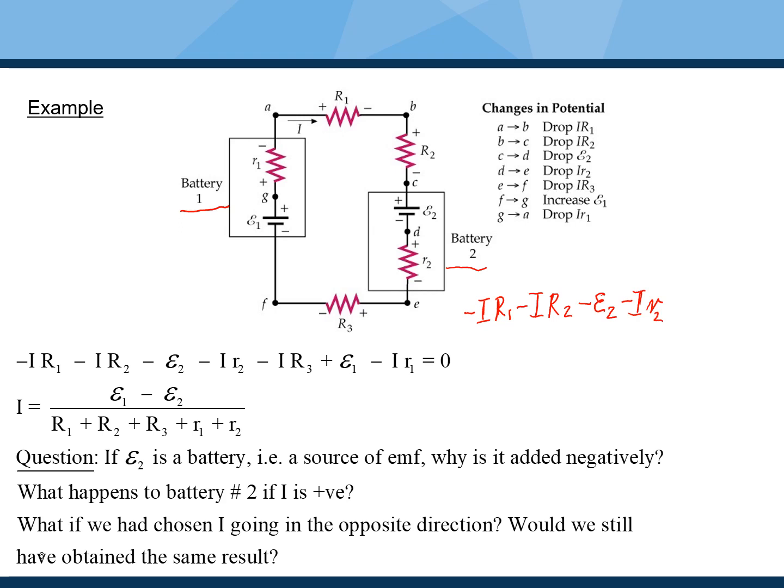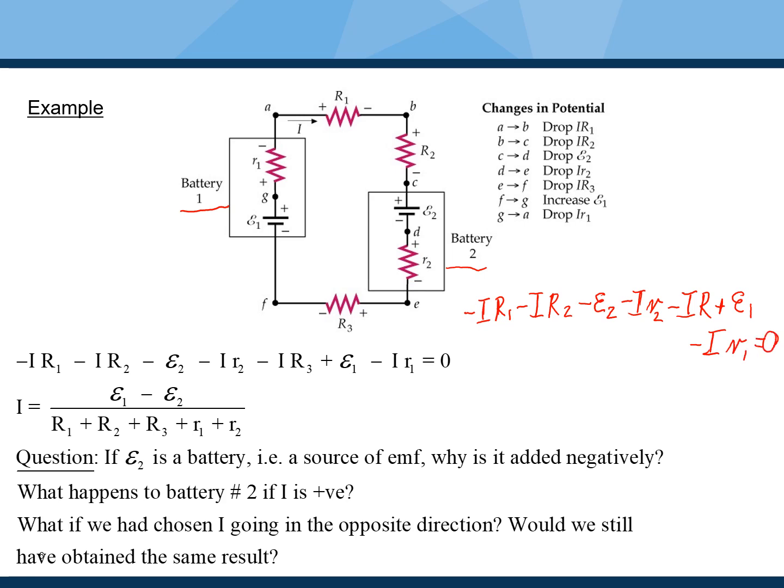Then we come to the point E, and we go from E to F, traversing the resistor R3, and so we have a voltage drop of minus I times R3. Then we come to the point F, and going from F to G, we're going through the EMF of the battery in its conventional direction, so we have plus E1. Then we go through the internal resistance of battery number 1, which means we have a further voltage drop of minus I times little r1. This total should be equal to 0.